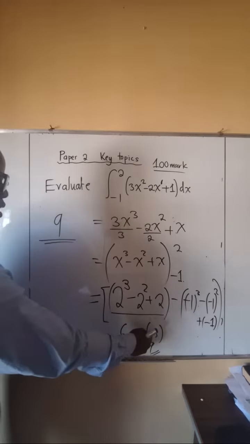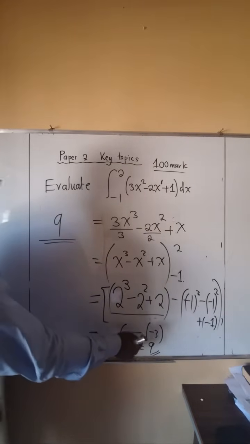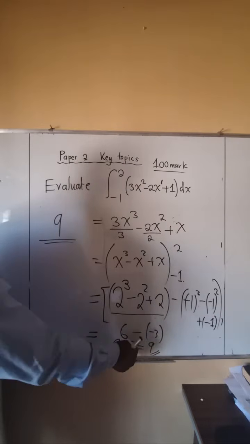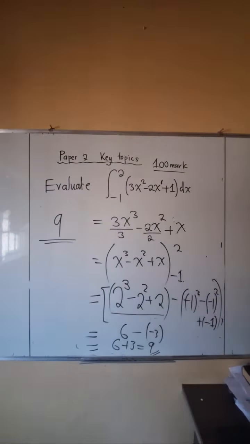So -3 with this negative which is here, the one which is showing right over here, it will be negative times negative will give us a positive. And then 6 plus 3 will give us a 9. Just like that. I guess you now understand.